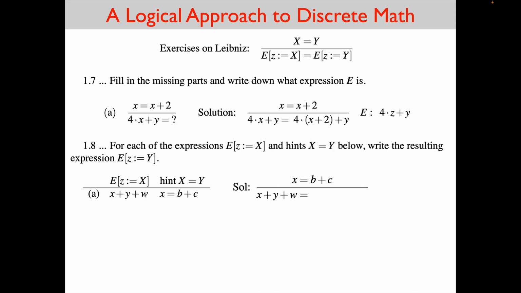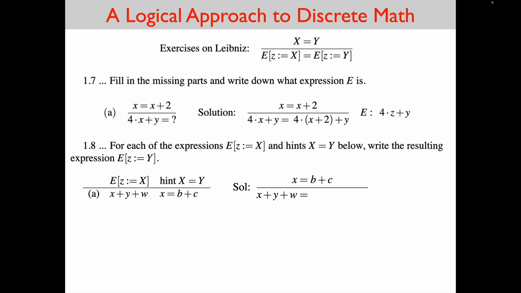So here is the solution. Well, it's not quite the solution. Here we have written x equals y as the hypothesis, and we have written x plus y plus w as the left-hand side of the equality in the conclusion. And so don't you see that this is the same kind of exercise as in part 1 exercise 1.7.